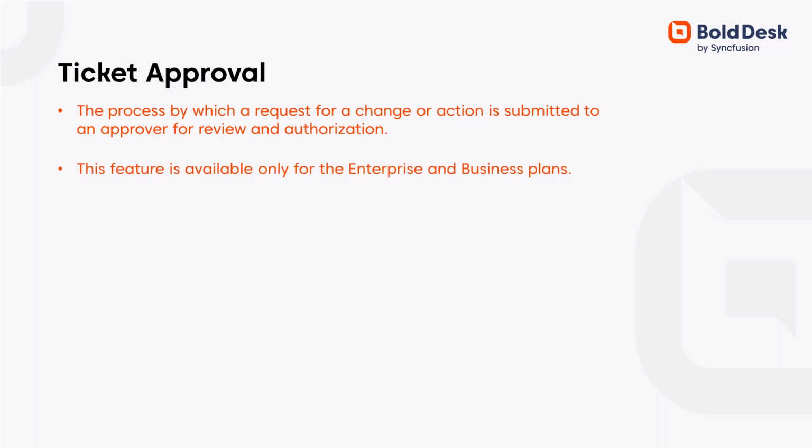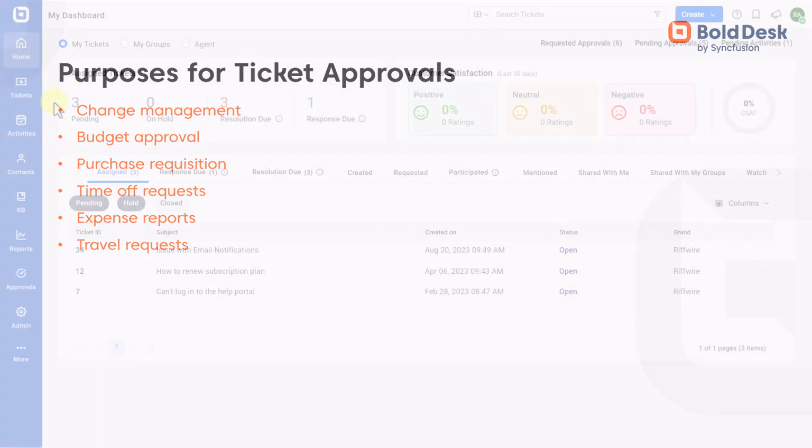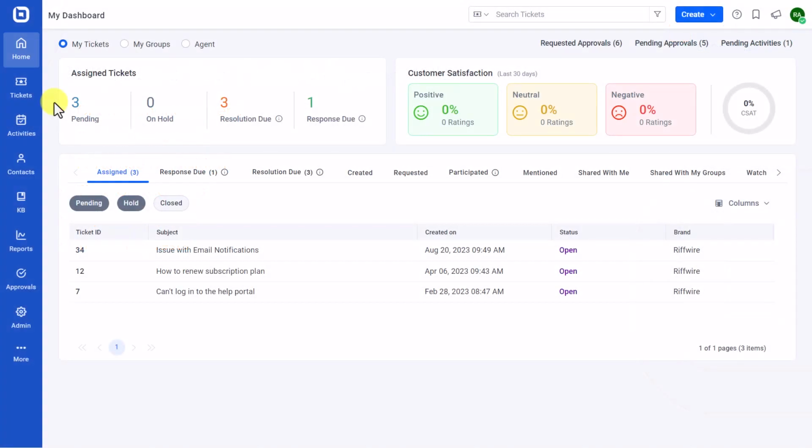Only those with an enterprise or business plan can access this feature. The ticket approval process can be used for a variety of purposes, including changes in management, budget approval, purchase requisition, time-off requests, expense reports, and travel requests. Now, let me show you how to create an approval request in BoldDesk.